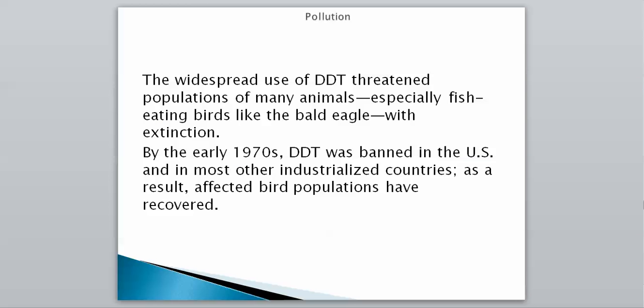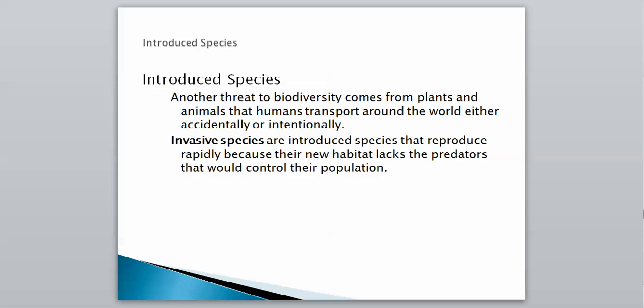And so the widespread use of DDT had threatened the populations of many animals, especially fish-eating birds like the bald eagle, with extinction. But by the early 1970s, we realized this problem through that book, and DDT was banned in the United States and in other industrialized countries as well. As a result, our bird populations have recovered. Our bird populations were actually in really big trouble at that time, but we noticed the problem, we fixed it, and now our bird populations have recovered. So that's it for how pollution can affect biodiversity.